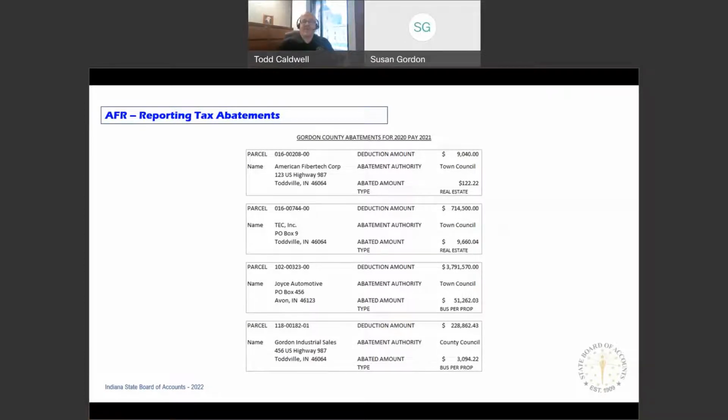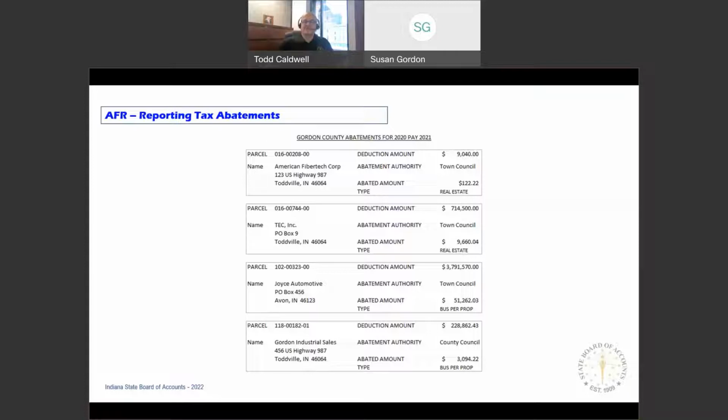You'll want to first request, if you haven't already, the abatement deduction information from the county auditor. And it might help if you use that term deduction because I think that's what they're expecting. That's what our county directors have trained on to the county auditors, is being able to provide the deduction amounts to the local units when it's requested.